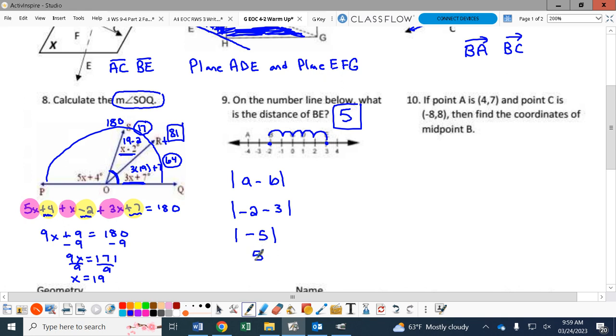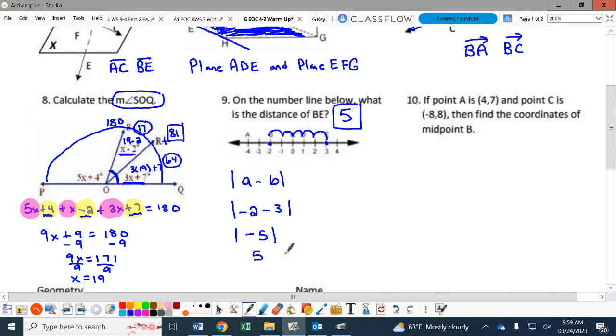5. Now, again, they may not give you a number line. So I just want to show you the other method as well. But if they give you a number line, guys, just count. Don't make your life harder than it needs to be.